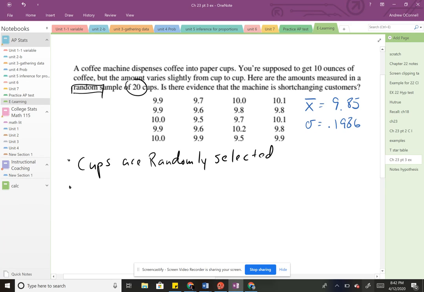Cups are randomly selected. The 20 cups are less than 10% of all coffees served.